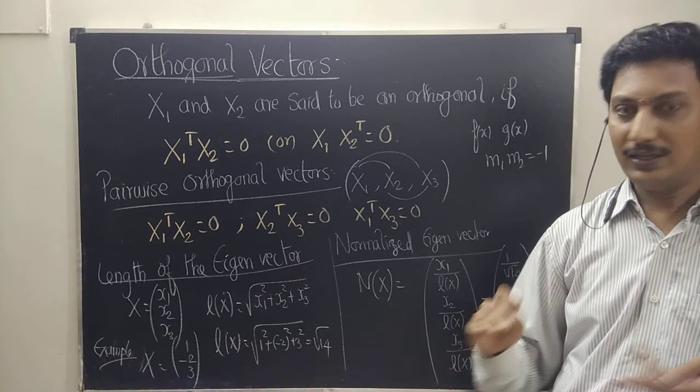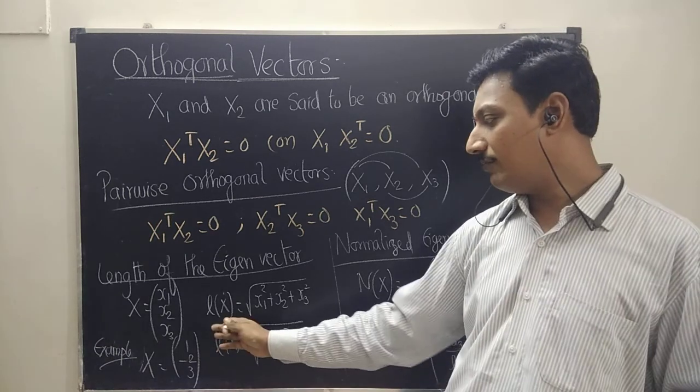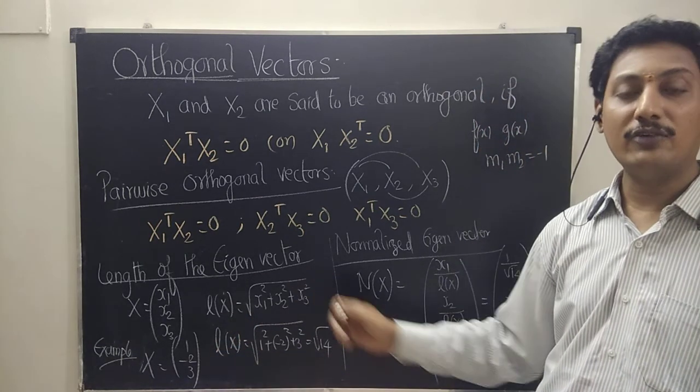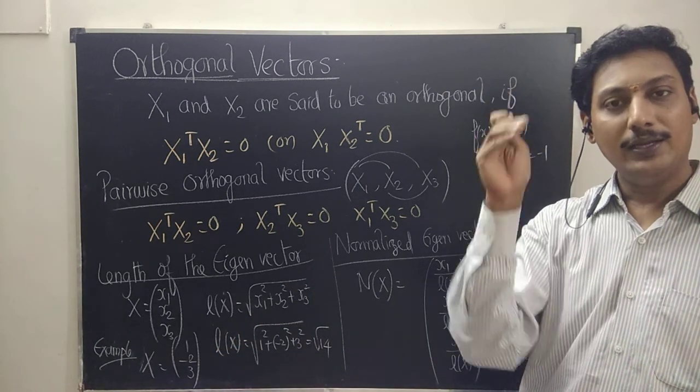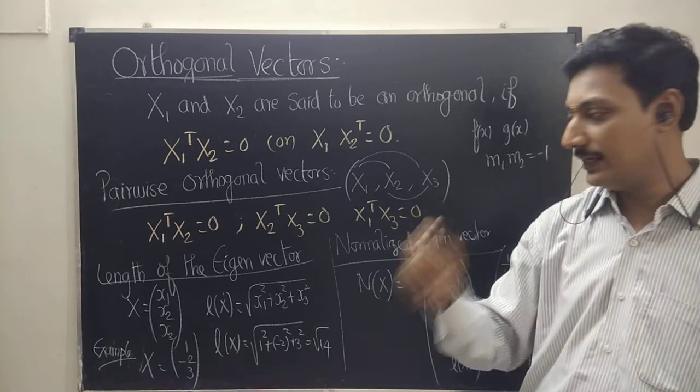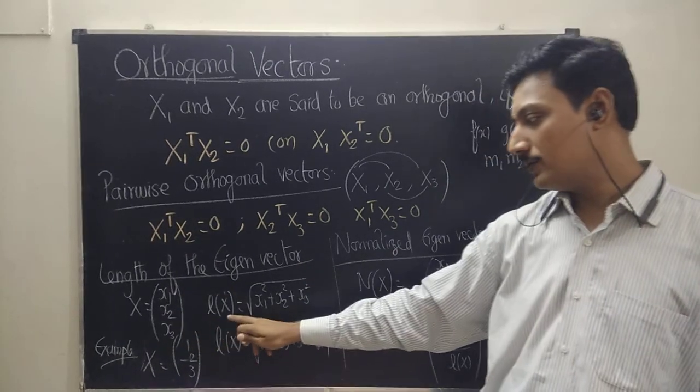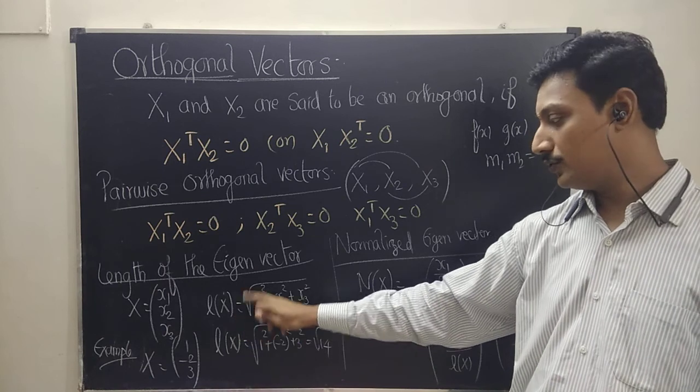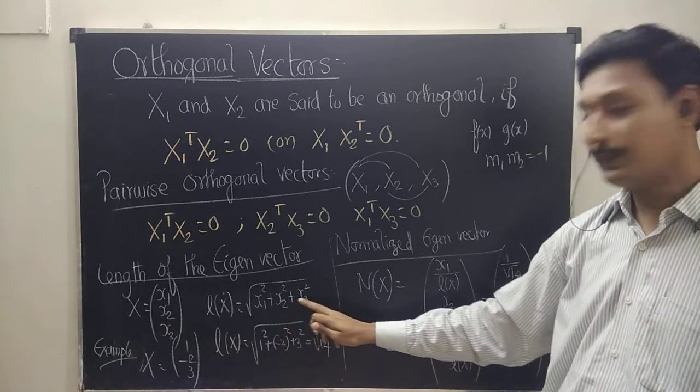Now the third definition: what is the length of the vector? The length of the eigenvector is very simple. It is nothing but the square root of the sum of the squares of each component. For eigenvector X with components x1, x2, x3, L of X is the length, the square root of x1 square plus x2 square plus x3 square.